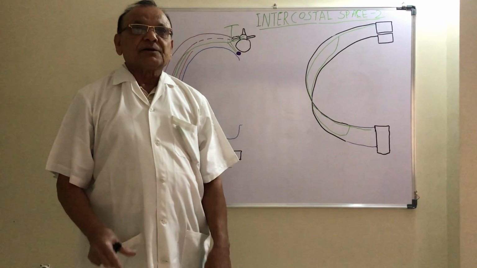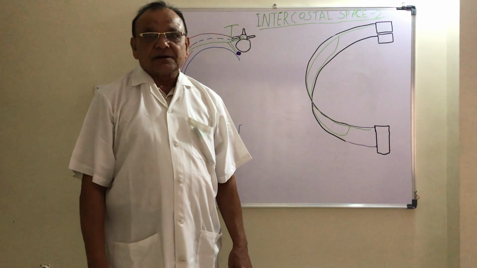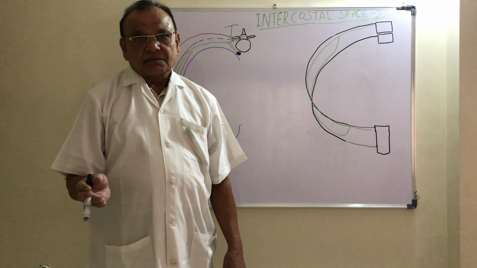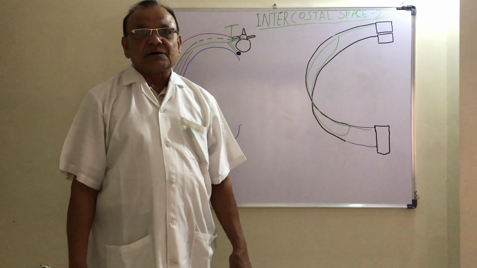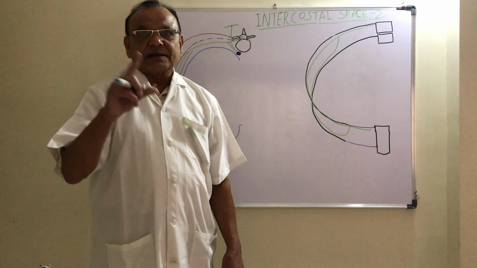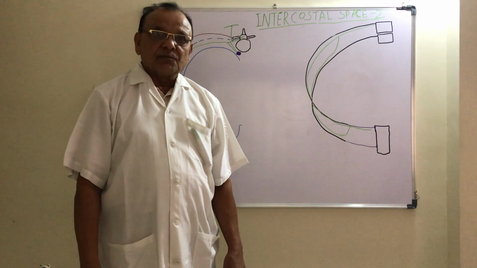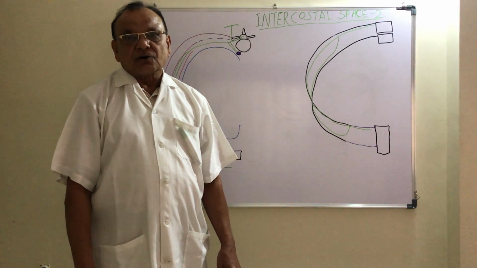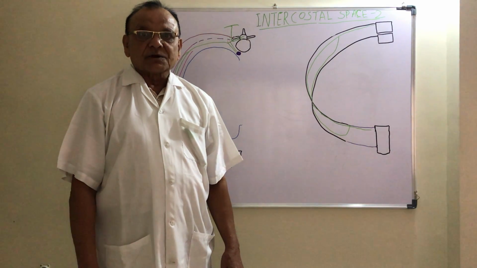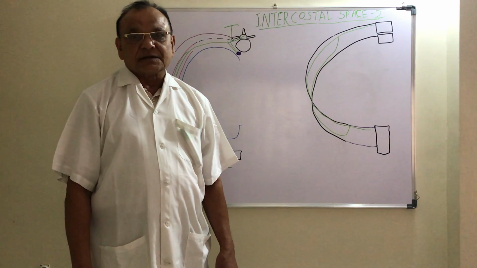31 pairs of spinal nerves arise, on the right side 31, left side 31. These 31 spinal nerves are divided into 5 groups: 8 cervical nerves, 12 thoracic nerves, 5 lumbar nerves, 5 sacral nerves, and 1 coccygeal nerve.